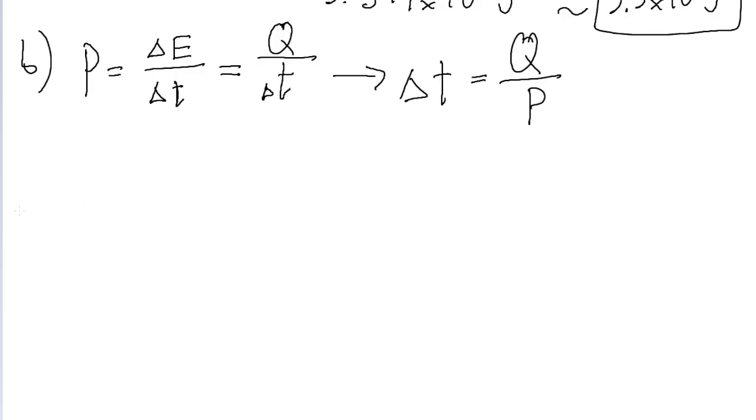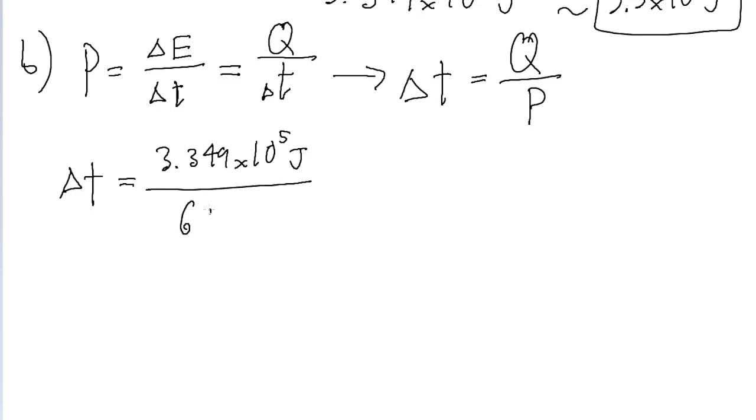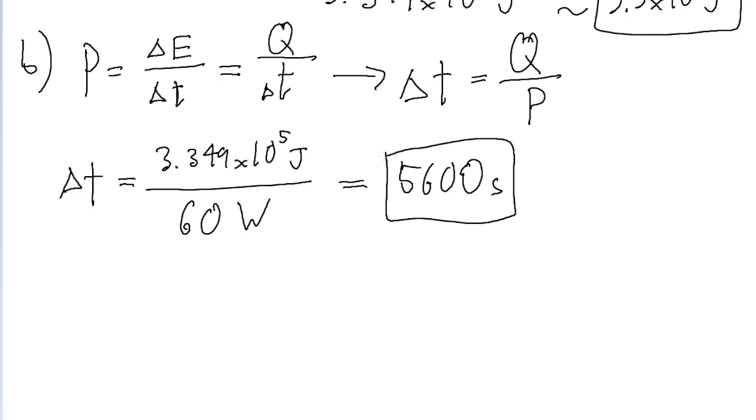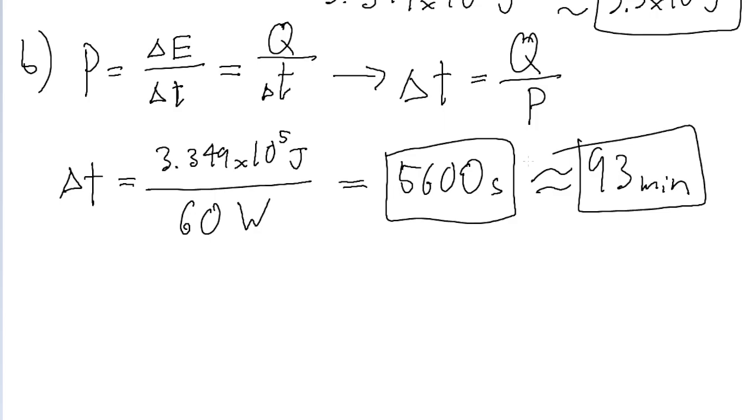So that time is equal to the energy we found in the previous part of the problem, 3.349 times 10 to the power of 5 joules, all divided by the power given as 60 watts. And if we put this into a calculator, then we find a time of about 5,600 seconds. And I'm not sure whether the problem wants seconds or minutes, so if you divide this by 60, then we find that another way to write the answer is 93 minutes. So that is the answer to this problem.